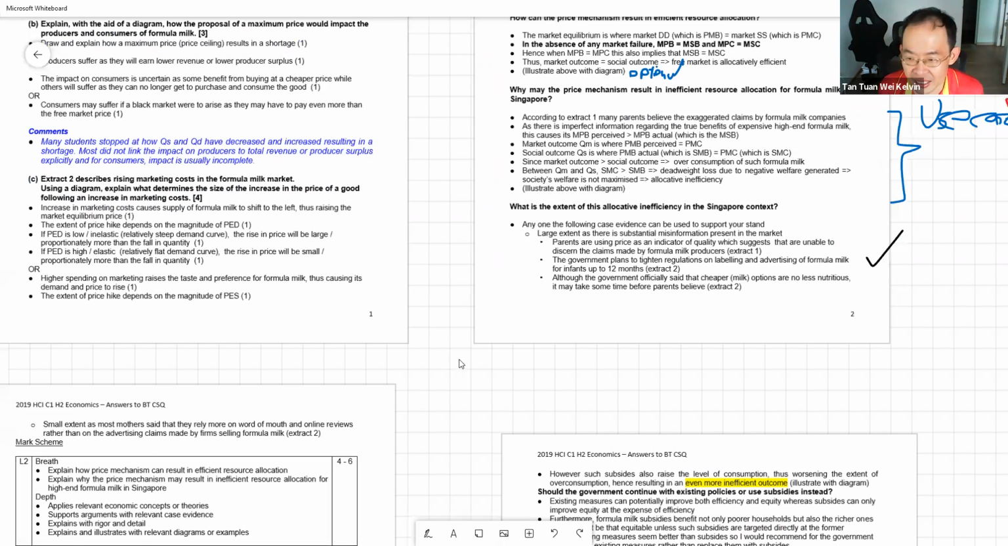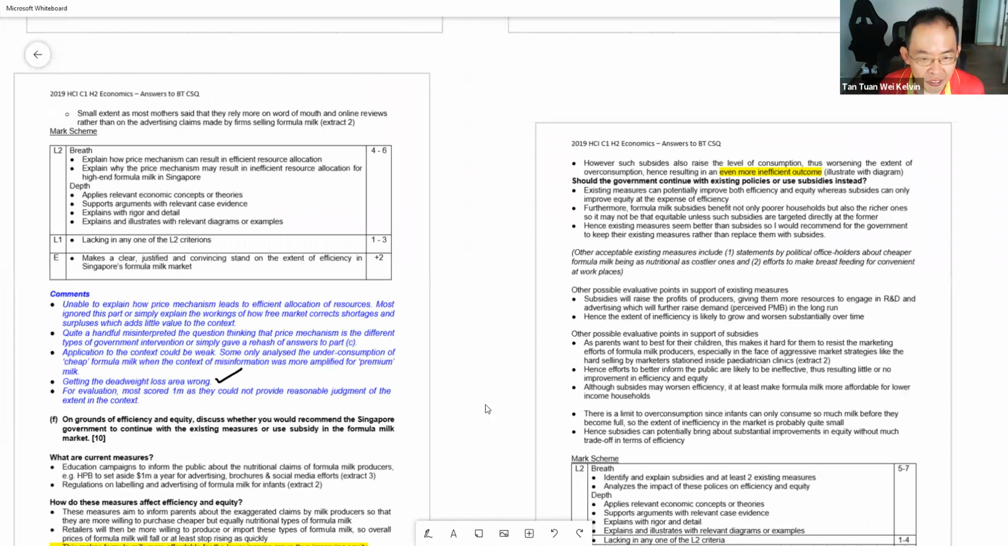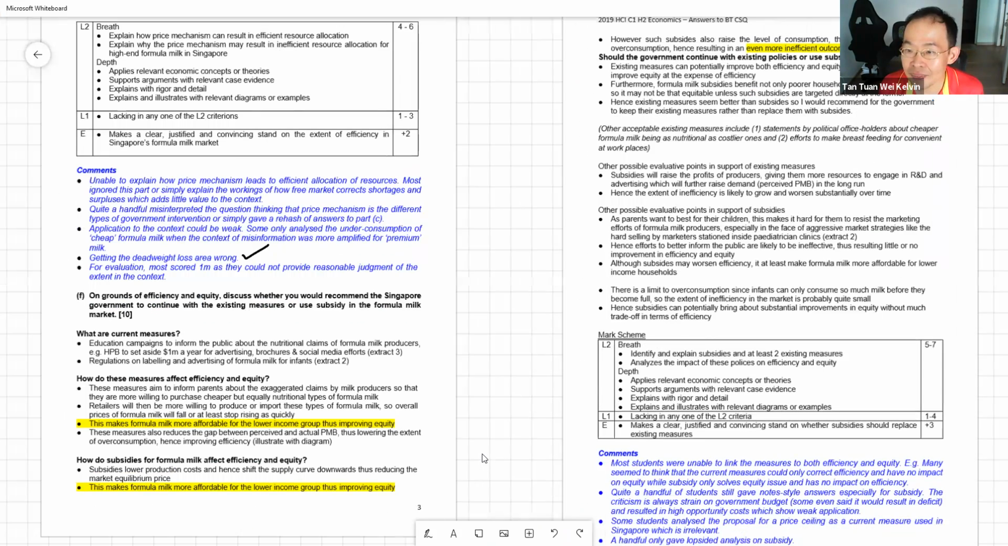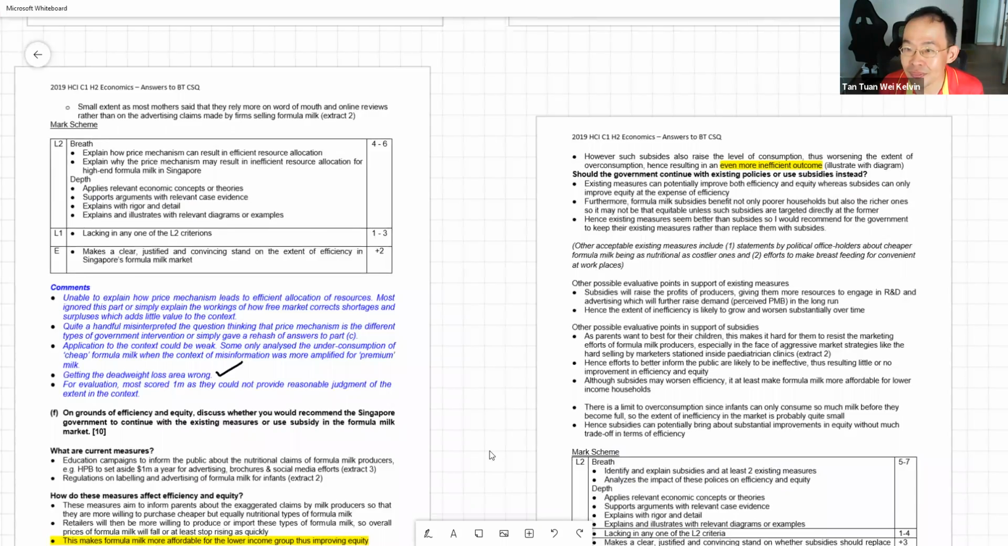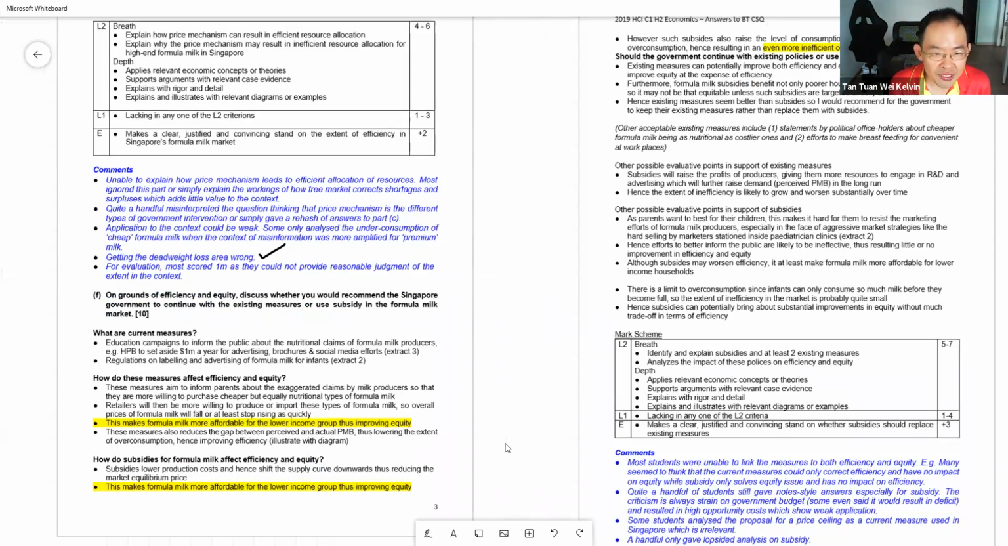Any questions for part E? Okay, for the rest of this time, I'll just say a few things about F. For F, right? Okay, let's see. Okay, F is about efficiency and equity.